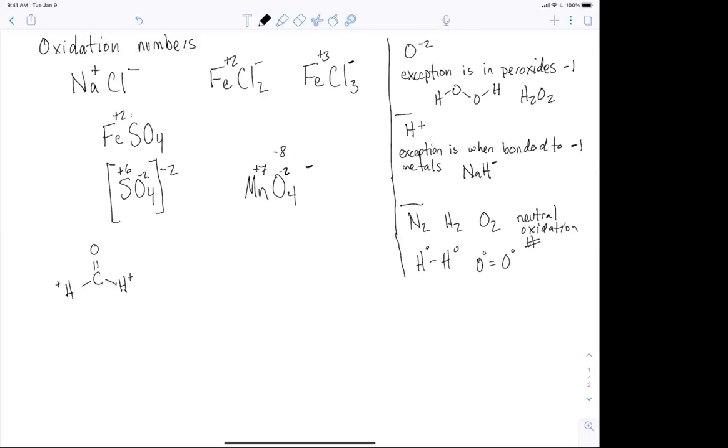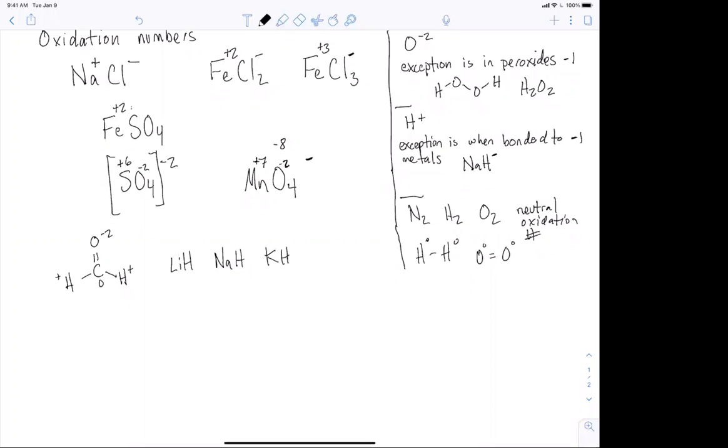This will be +1. We have an oxygen. What's oxygen? It's going to be -2. What's the charge going to be on carbon? It's 0. But so those are our oxidation states for this molecule. But if we look at something like lithium hydride, or sodium hydride, potassium hydride, in all of these cases, this becomes -1. And so you do see this case up here is a little bit more unusual.